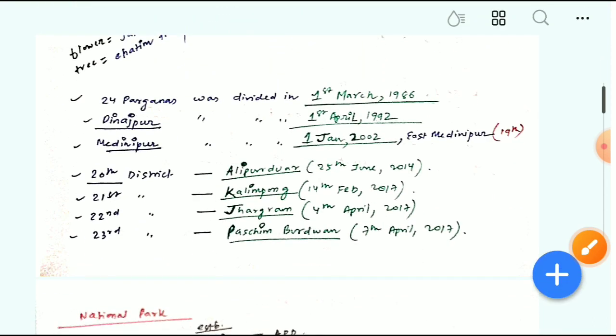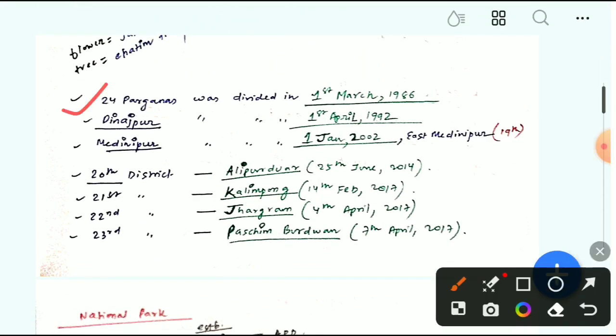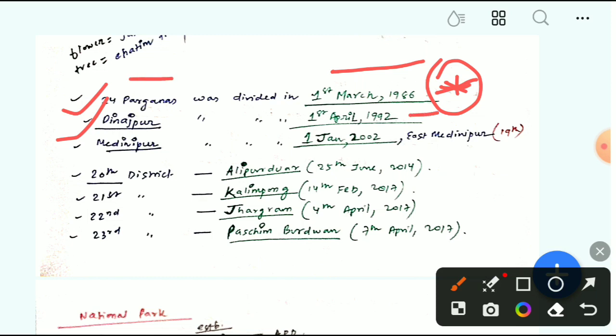Next is 24 Parganas, which was united and then divided on 1st March 1986. It is also important. And Dinajpur, that is South Dinajpur and North Dinajpur, was divided on 1st April 1992. So first it was 24 Parganas, then Dinajpur, and next was Medinipur. Medinipur was divided on 1st January 2002.